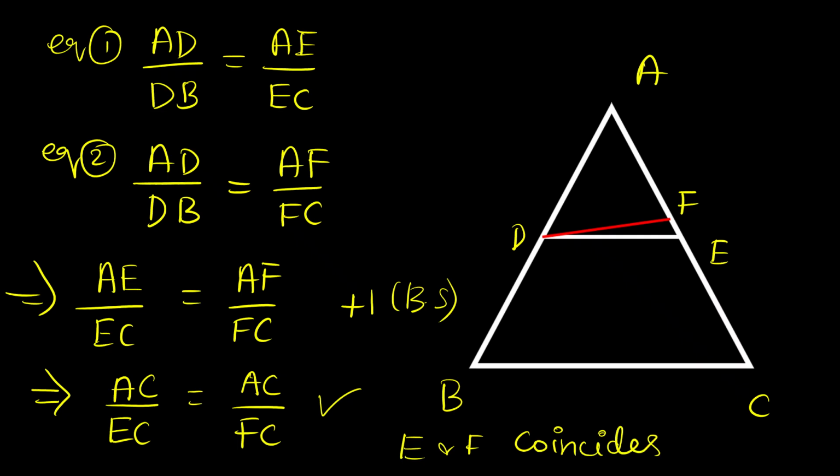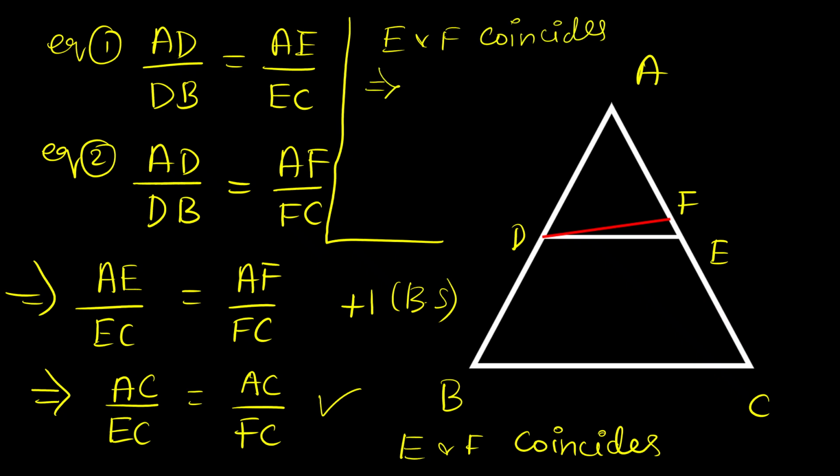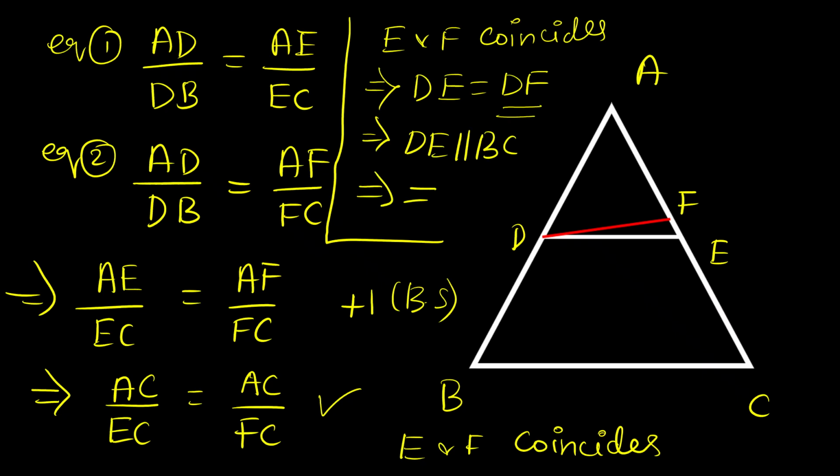So since E and F coincide, which obviously means that DE is equal to DF. So which again means that since DF is parallel to BC, DE is also parallel to BC, which is a contradiction since we assumed DE is not parallel to BC. Hence, our assumption is wrong and DE is parallel to BC.